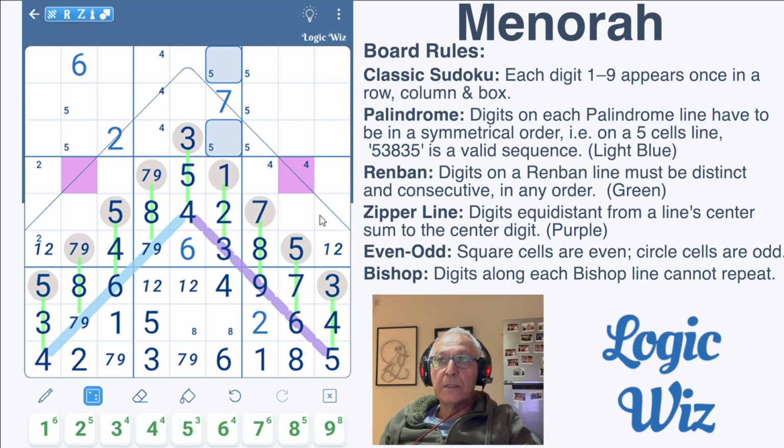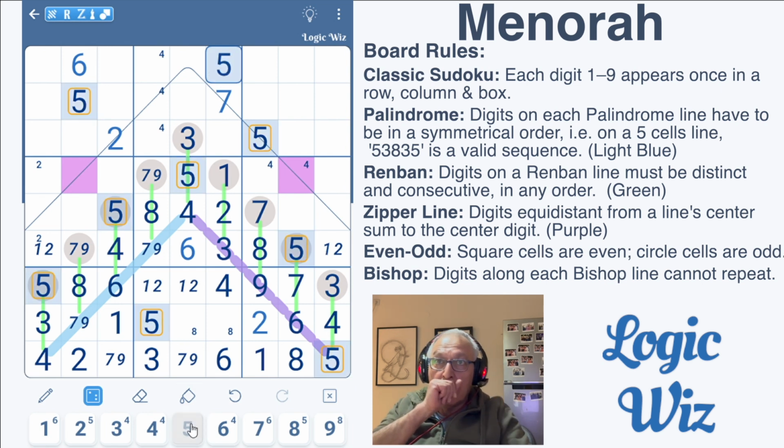Okay, let's look at 5 on the bishop line. 5 cannot be in these two cells. It cannot be in these two cells. It cannot be here. The only remaining, and it cannot be here because of this 5. The only remaining place for 5 is here. And now this one must be a 5. And this one must be a 5.